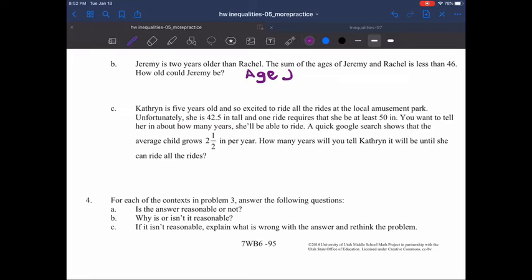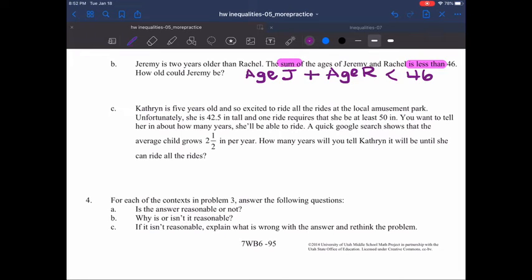of Jeremy, and if we see the word sum, whoops, let me use something else. So if we see the word sum, that's going to tell us we're going to add. So we have the age of Jeremy plus the age of Rachel, and it says is less than. So is less than tells us we're going to use the less than symbol, and it's less than 46.